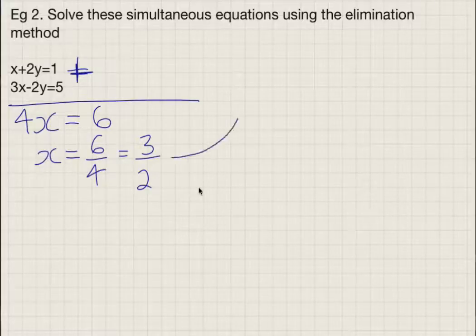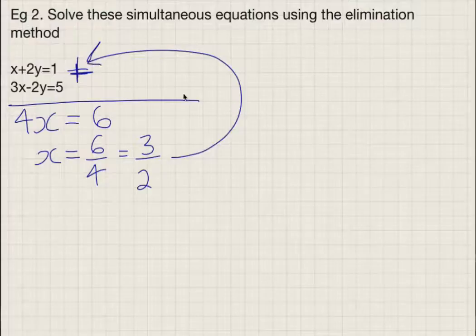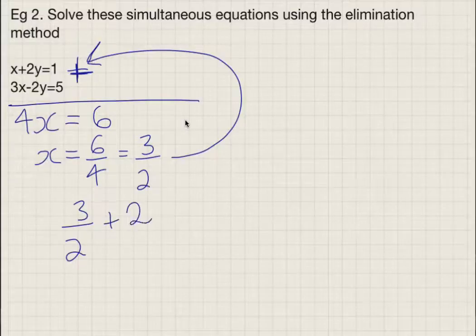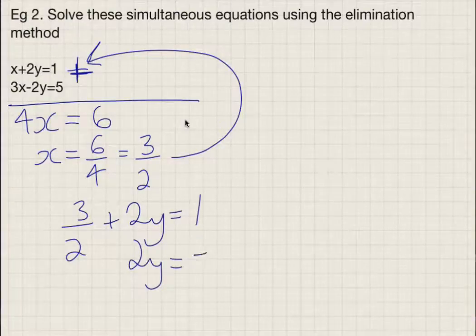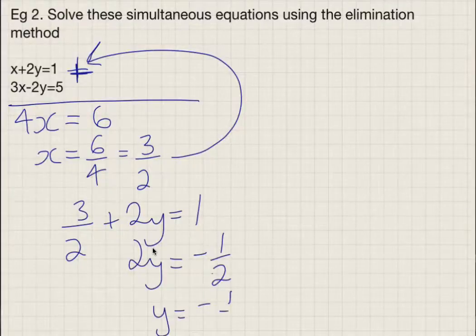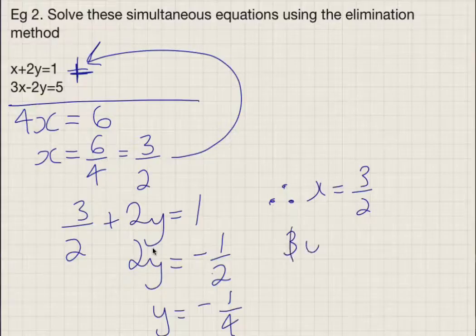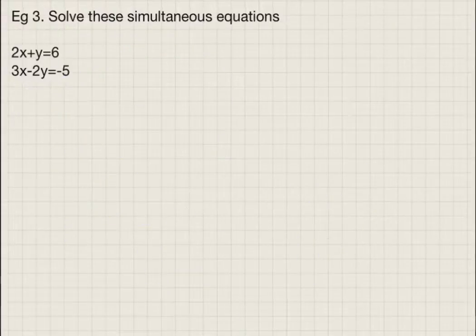Okay, then using this to sub into one of our initial equations, doesn't matter which one, we just need to find out what y is. So if we have 3 over 2 plus 2y equals 1, subtracting 1.5 or the 3 on 2 over to the right, we get 2y equals minus a half. And then finally dividing by that 2 there, we will get y equals minus 1 over 4. So just being clear again, therefore x equals 3 on 2 and y equals minus a quarter are our two answers there.